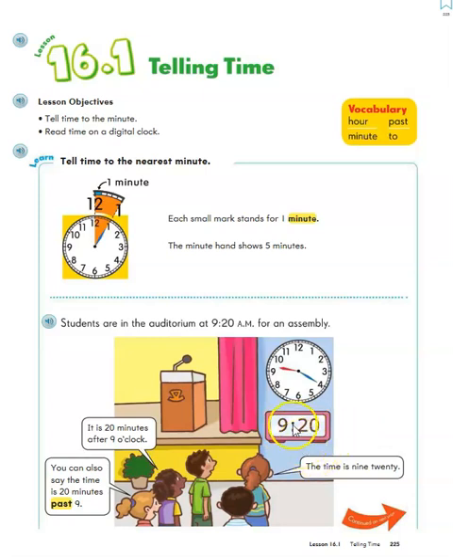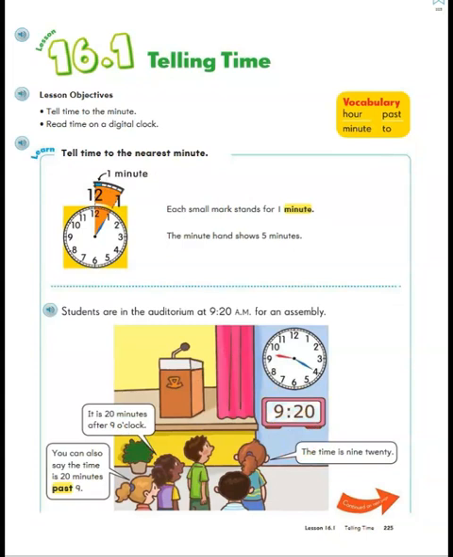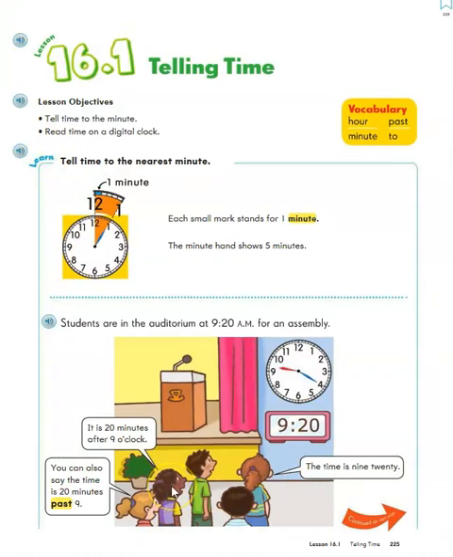Notice when we write time, we have these 2 little dots, also called a colon, that goes in between the hour and the minutes. And this girl is saying it is 20 minutes after 9 o'clock. And then her friend says you can also say the time is 20 minutes past 9. Okay, so there's lots of different ways that we can say what time it is. We could say it's 9:20, it's 20 minutes after 9, it's 20 minutes past 9, or we could even get real fancy and say it's 40 minutes to 10.